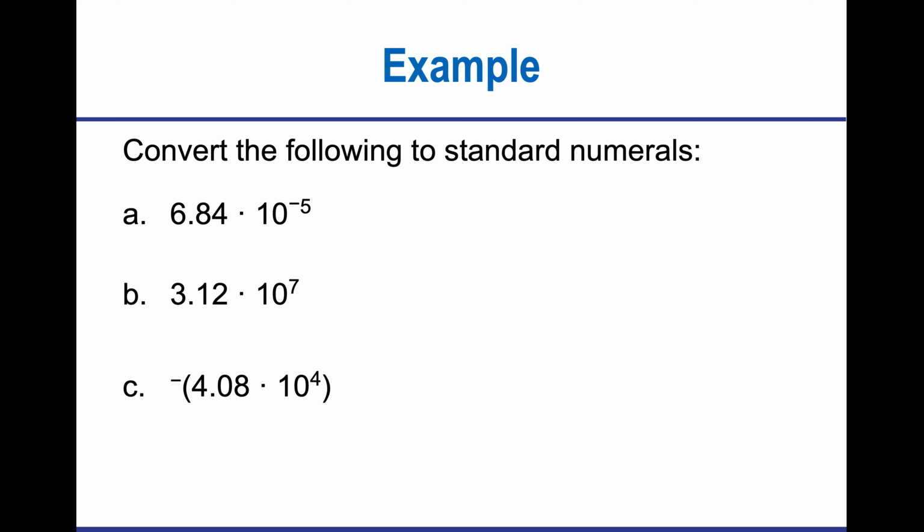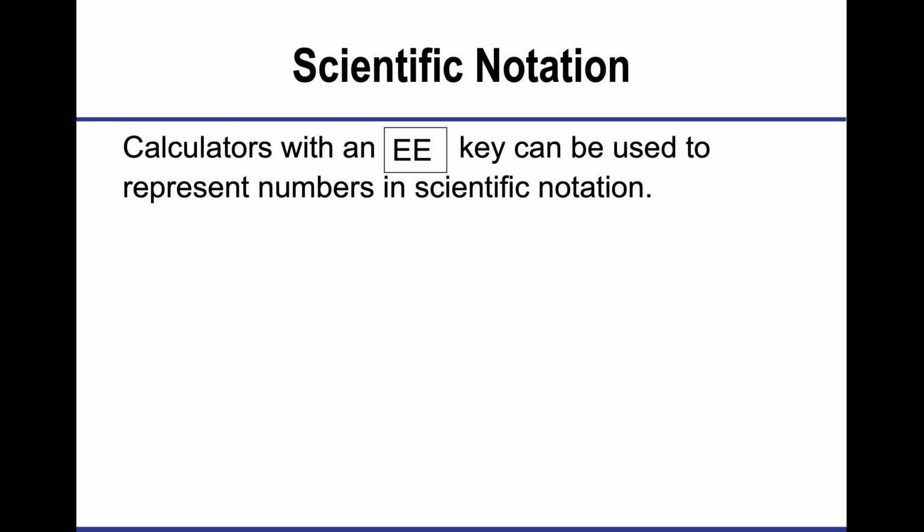So if we're moving from scientific notation to standard numerals, I'm going to take this decimal place here behind the 6, and I'm going to move it 5 places to the left because it's negative. If I'm here, I'm going to take the decimal place between the 3 and 1 and move it 7 to the right, which makes a big number, which we should follow that pattern. Negative exponents should be very small, positive exponents are going to be pretty big. And then in part C, I'm just going to ignore that negative, and I'm just going to move the decimal place 4 places to the right.